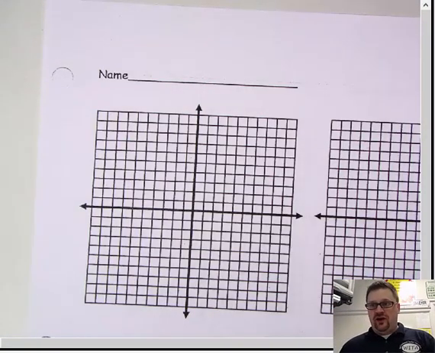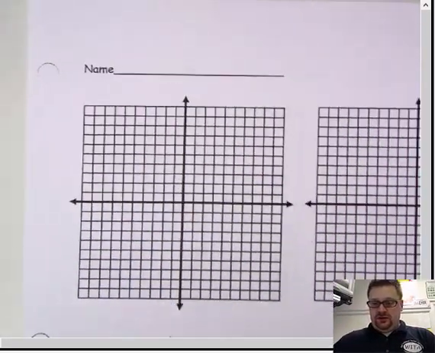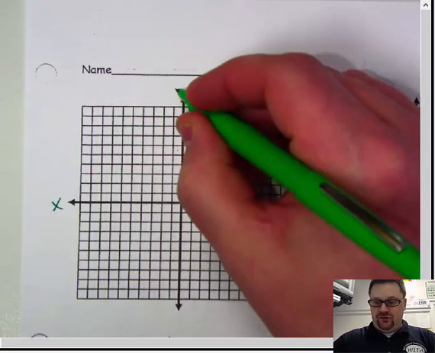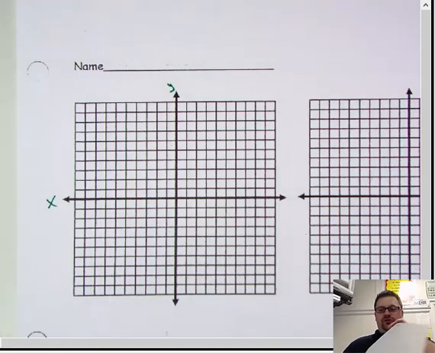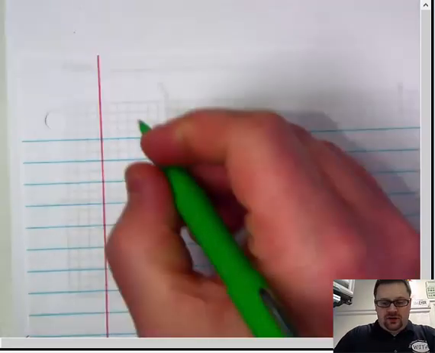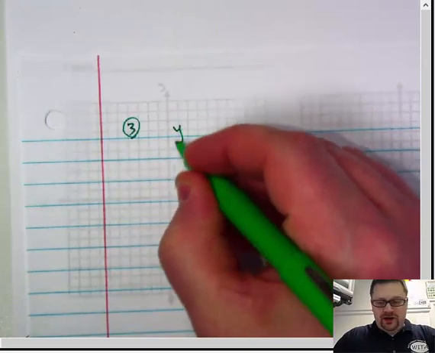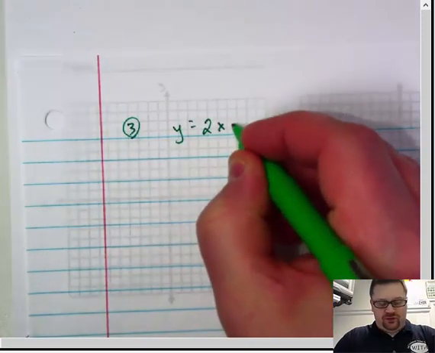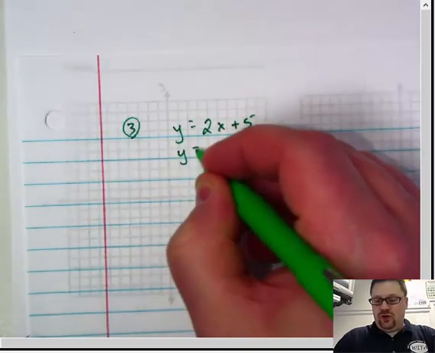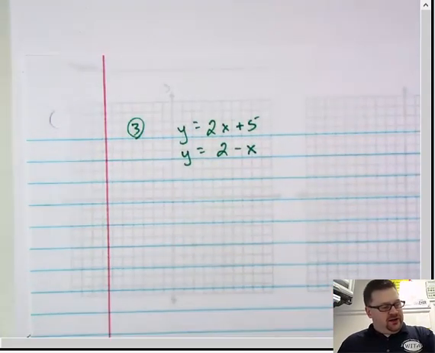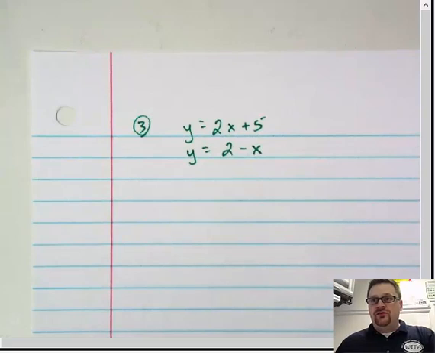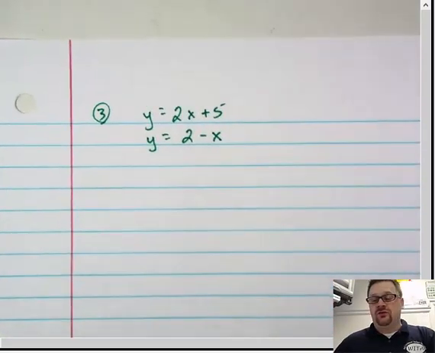So let's grab a piece of graph paper, and since you don't have graph paper, you can just sketch this. Okay, but here's our x and here's our y. And I want to look at the system. So the 2 equations I want to look at are y equals 2x plus 5 and y equals 2 minus x. Okay, let's keep in mind the things that we know about these 2 equations based on the last unit that we did.